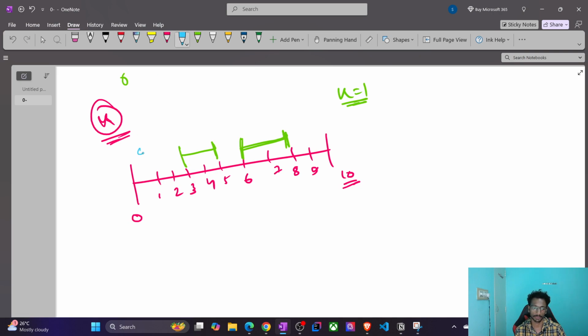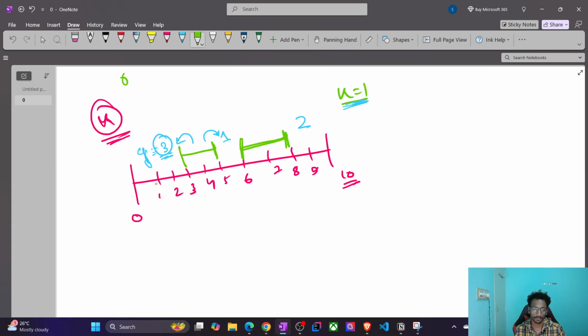The answer is the already existing initial gap. Here it is 3 minus 0, which is 3. Here the gap is 6 minus 5, which is 1, and here the gap is 10 minus 8, which is 2. So initially our maximum answer is 3, right? Now what can I do? I can shift this to the left side or right side, right? Now here k is equal to 1.